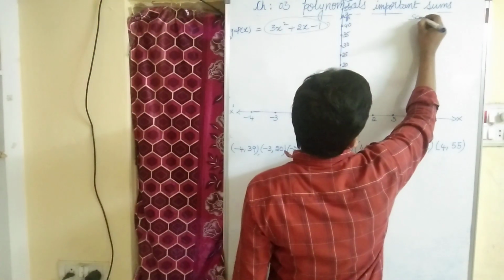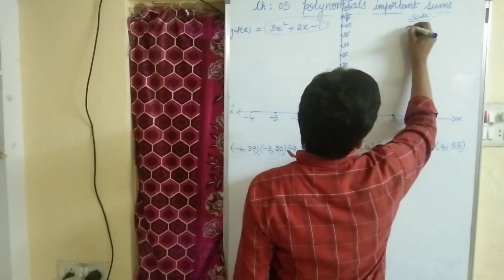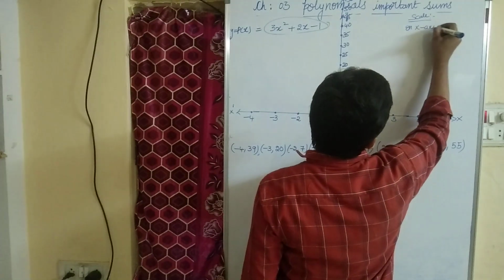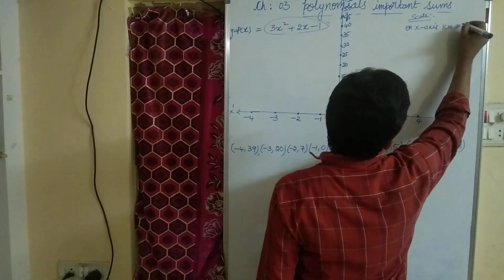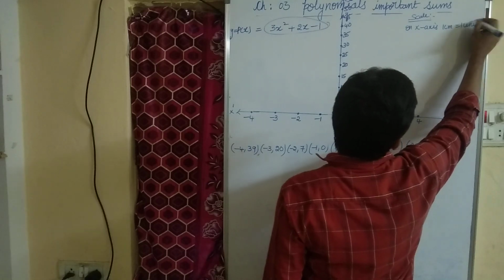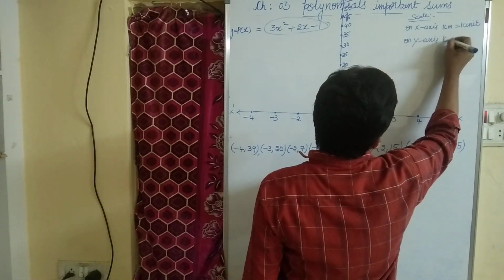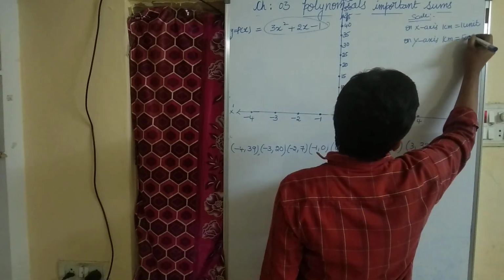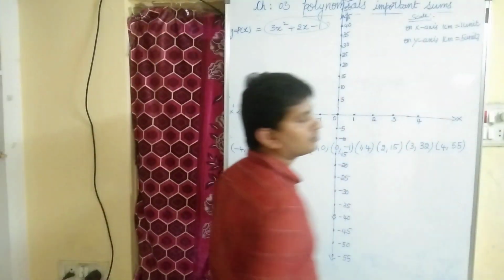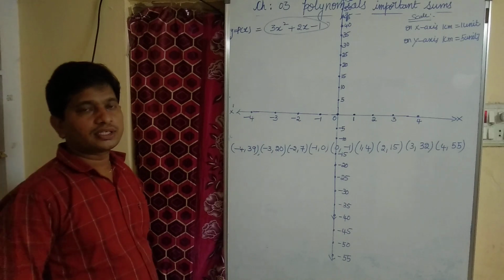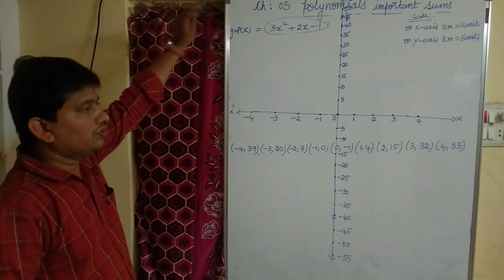So what have we taken? Our scale is: on the x-axis we took 1 centimeter equal to 1 unit. On the y-axis we took 1 centimeter equal to 5 units.